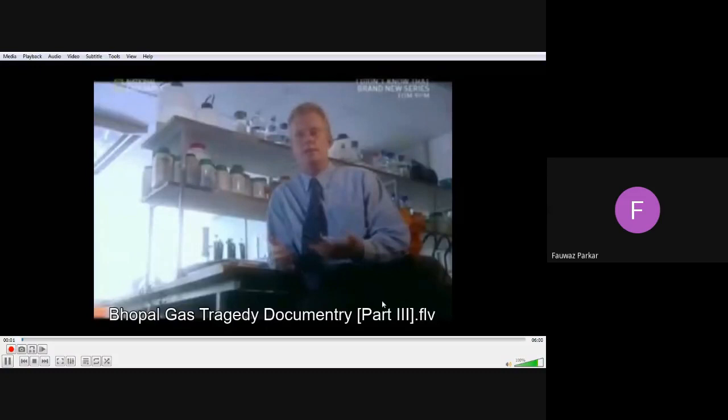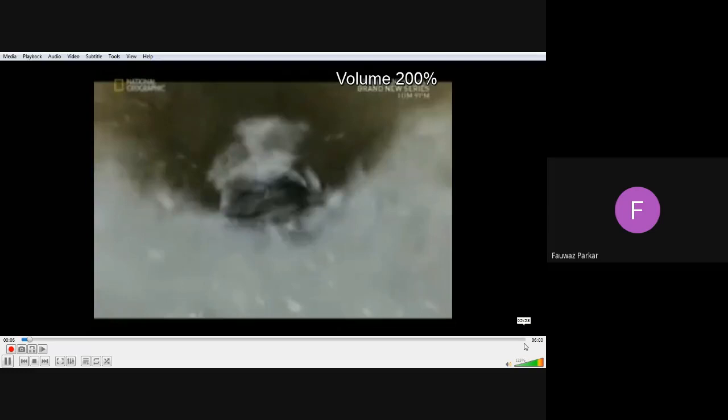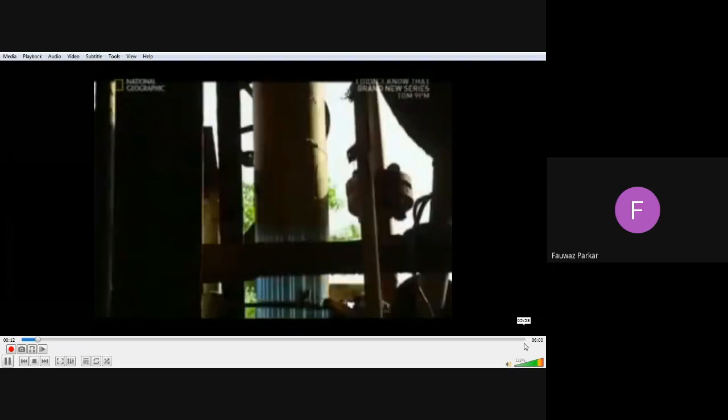With water flooding the pipes, time was running out. The tank should have been protected from contamination, but a catalogue of failures was about to have the most terrible consequences for the people of Bhopal.